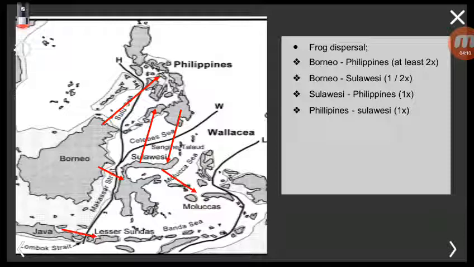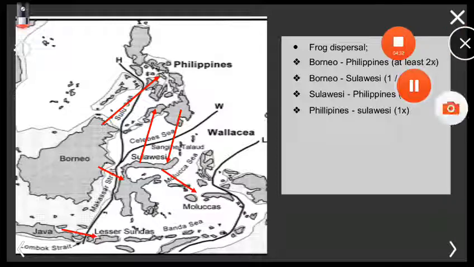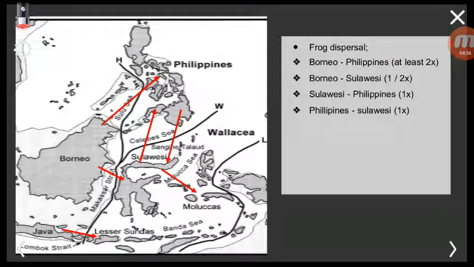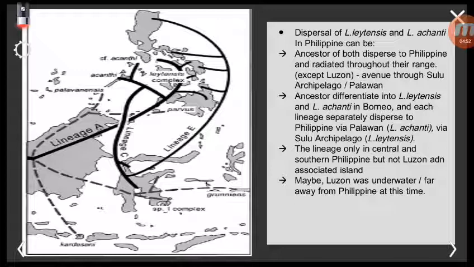It has been suggested that the frog dispersed from Borneo to the Philippines at least twice and from Borneo to Sulawesi once or twice, while from Sulawesi to the Philippines once and from the Philippines to Sulawesi once. The dispersal to the Moluccas occurs from Sulawesi, while the Lesser Sundas from Java. The dispersal of this frog from Borneo to the Philippines can be seen in the dispersal of L. latensis and L. acanthi.